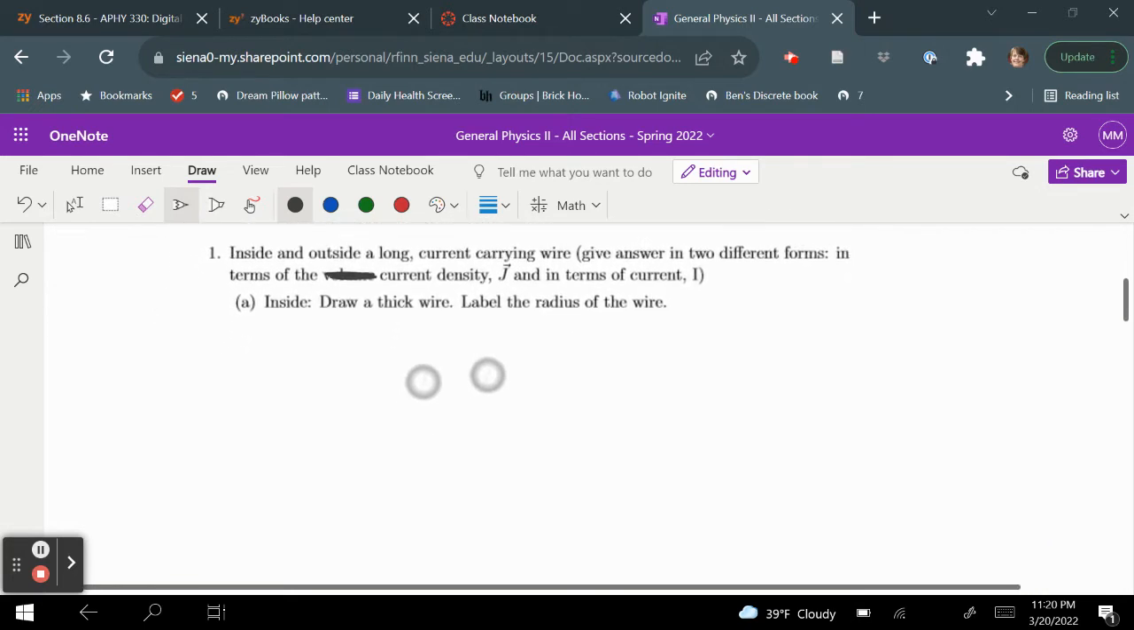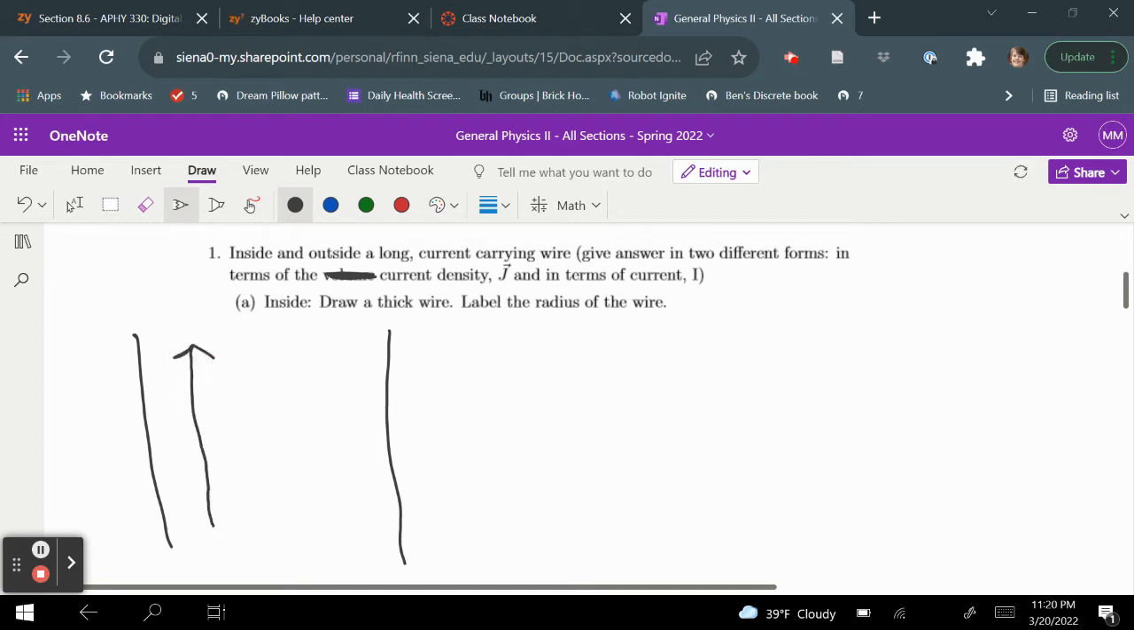So the first thing we're going to start with is a long current carrying wire. And the first one we're going to do is inside the long current carrying wire. So we're just going to draw a current carrying wire, and we're just going to exaggerate it to make it really thick. And we're going to draw our current density. So our current and our current density are really in the same direction. So this is going to represent either one, current or current density. So we'll just call this J or I, either one.